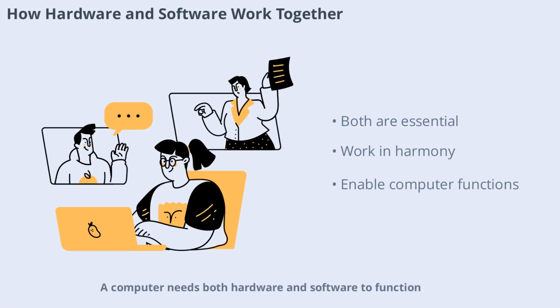A computer needs both hardware and software to function. Hardware provides the structure and tools, while software gives the instructions and logic. When you open an app, the software tells the hardware what to do, and the hardware carries out those instructions. This teamwork is what makes computers so powerful and useful.